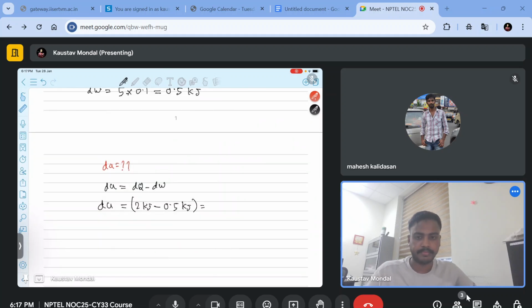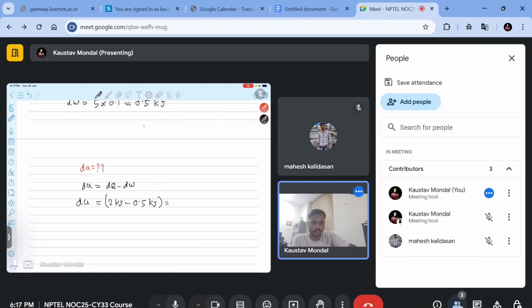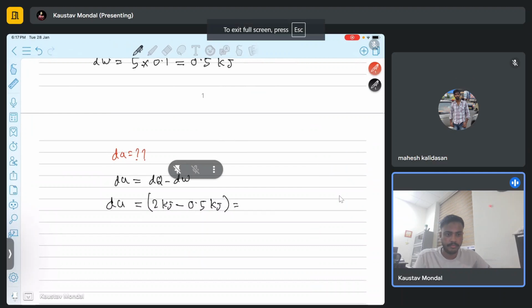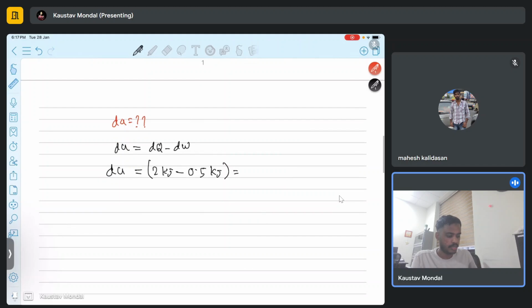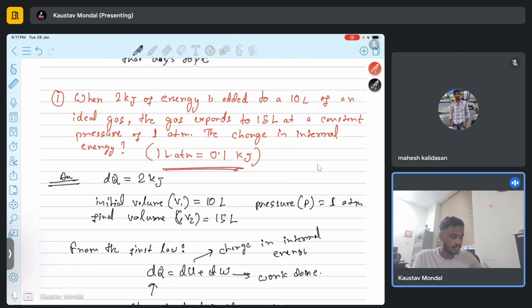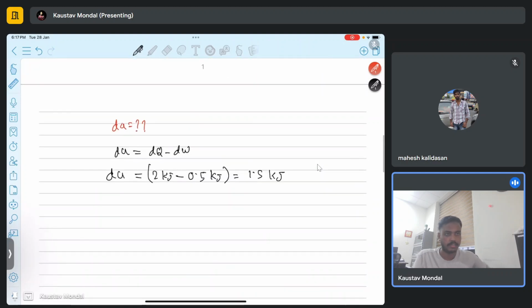From there we calculate the du, that is 2 minus 0.5, that is 1.5 kilojoule. So the answer of this problem, the change in internal energy, would be 1.5 kilojoule. So that's how we did the first problem.